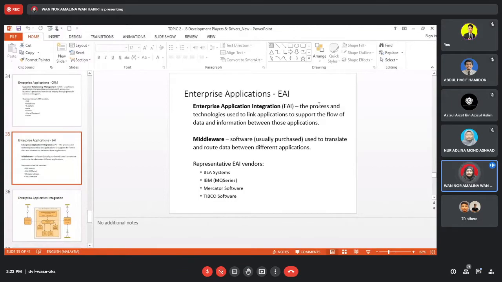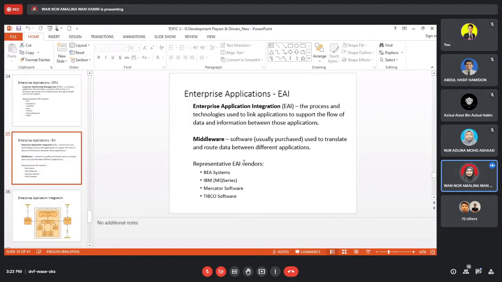Okay, so what are they? They are the process and technologies used to link applications to support the flow. Okay, dan salah satu apa ni? In other words, they are called the middleware. Yeah, the software used to translate the root data between different applications.